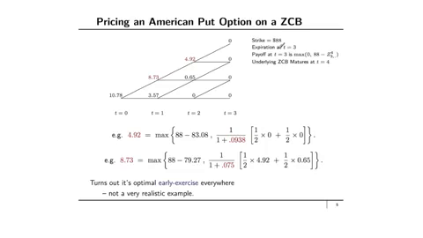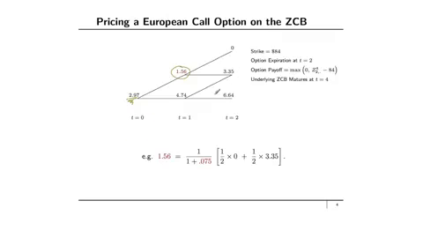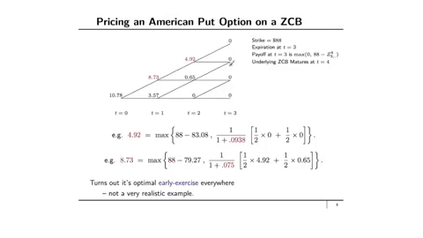So if we go back to the zero coupon bond price at t equals 3, these are the prices at t equals 3. Now you can see that $88 is actually less than all of these prices. So in fact at t equals 3, it would never be optimal to exercise because $88 is less, as I said, than all of these prices. So therefore, the payoff of the put option at maturity at t equals 3 is indeed 0. And that's why we have zeros all along here.